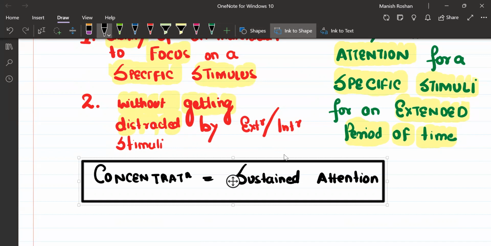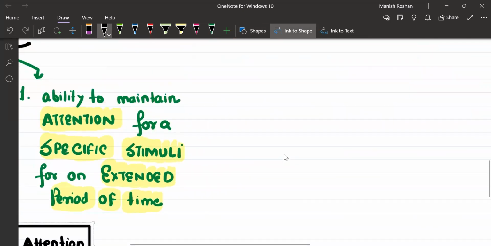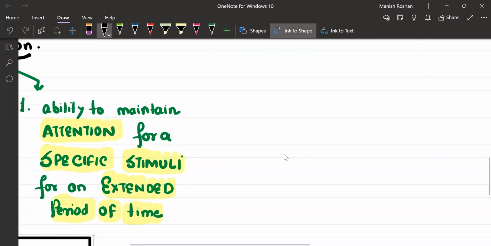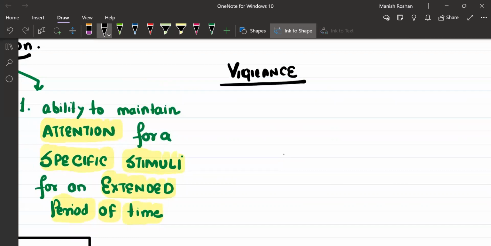One more important thing that comes into play is: what is vigilance? We should be able to differentiate concentration from vigilance. It is one of the important terms. You have to keep a distinction between vigilance, attention, and concentration. So let's write down the important points in the definition of vigilance. This is also according to the Strub and Black book. It is the sense of alertness.